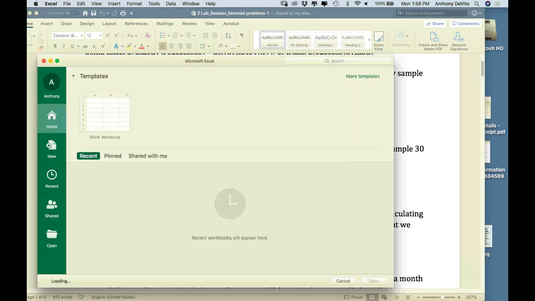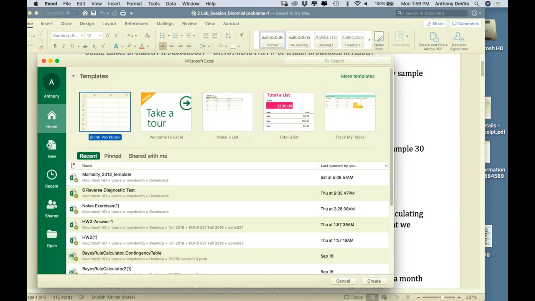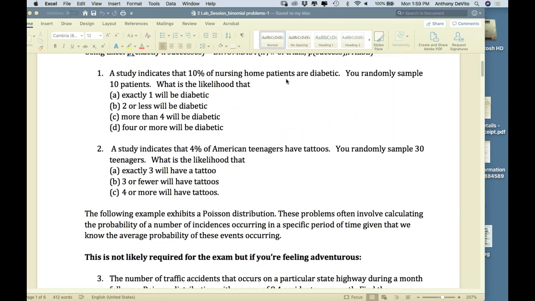We could use that as N in our probability formula. We could use one as X, because that's how many successes we were looking for, how many people were diabetic, to meet our criteria out of the 10. And then P and Q would be the probability of diabetic, which is 0.1, and the probability of not being diabetic, which is 0.9.